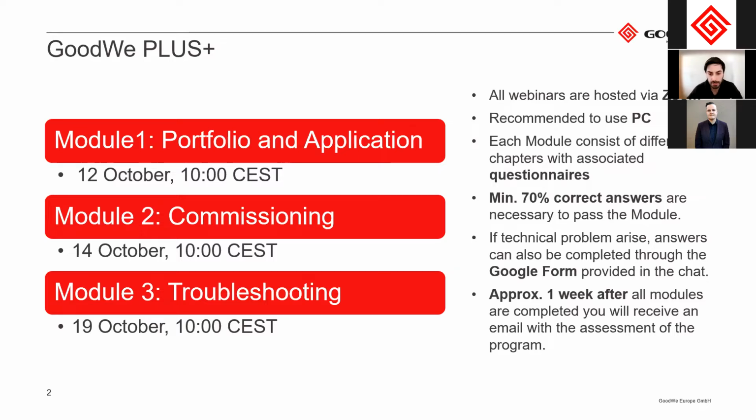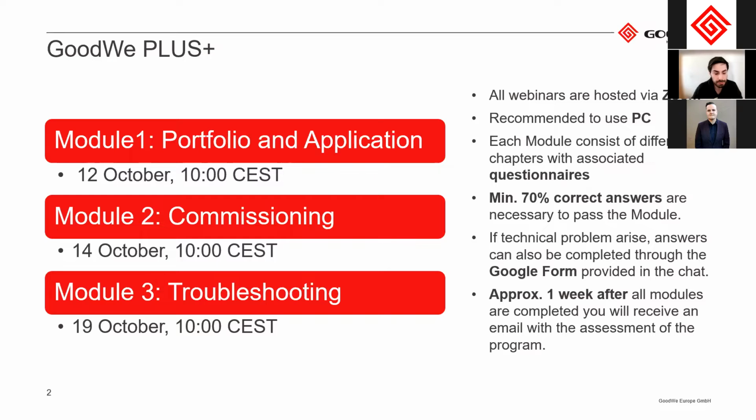Each module consists of different chapters and they all have some questions to them. To pass each module, you need to have correct answers on at least 70% of all questions in one module. If you have any difficulties answering the questions, then we can also send you a Google form in the chat, and this way you can answer that way as well. For those of you who have tablets or phones, maybe it's easier to use the Google form.